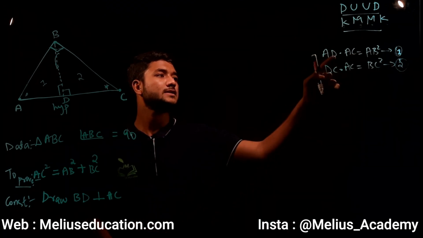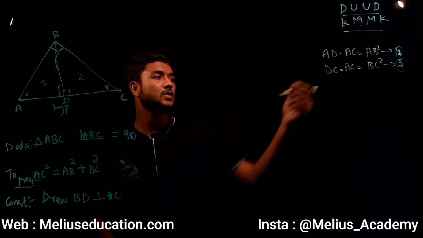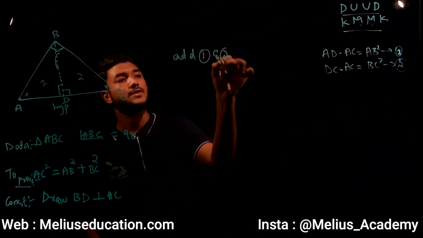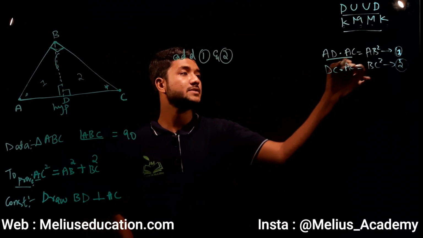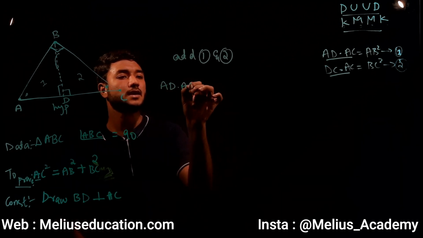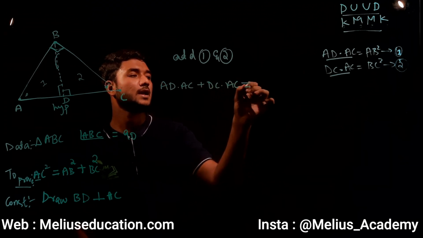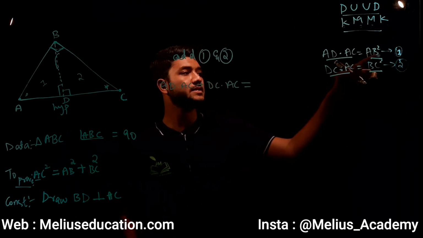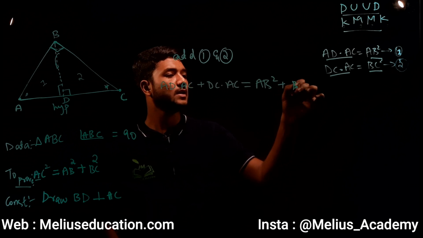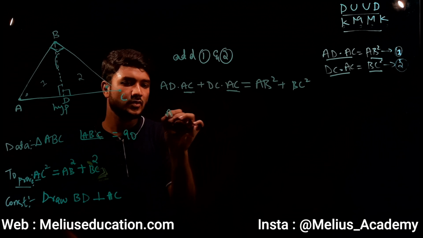After finding equation 1, that is AD into AC is equal to AB square, and the second equation, DC into AC is equal to BC square, the last step is to add equation 1 and equation 2. Make sure you add the LHS with LHS. So what is the LHS here? In the first equation, AD into AC, plus what is the LHS in the second equation? DC into AC. And RHS with RHS. What is the RHS in equation 1? AB square, plus what is the RHS in equation 2? BC square. When you observe that AC and AC are common, let us remove AC as common.